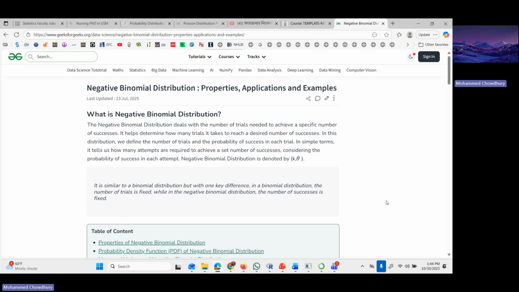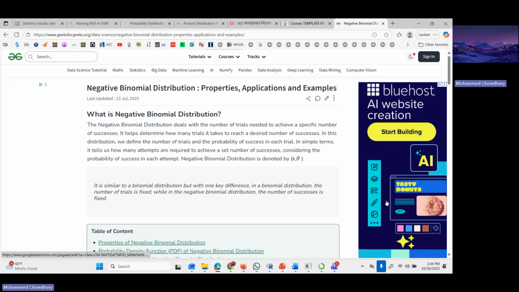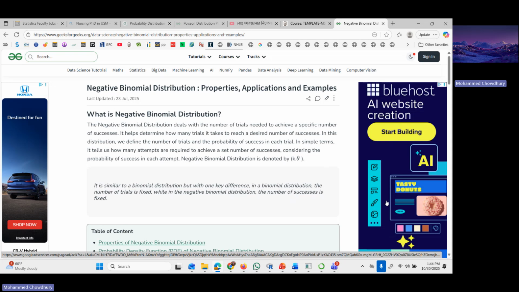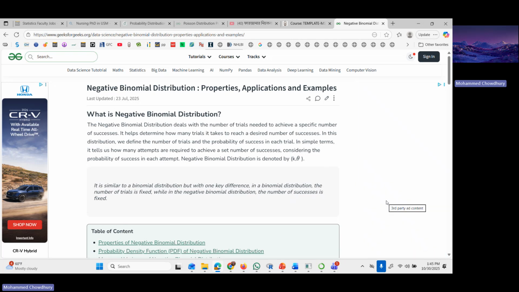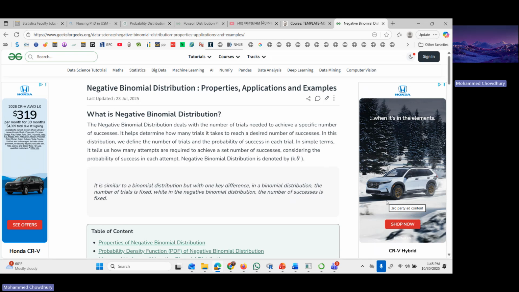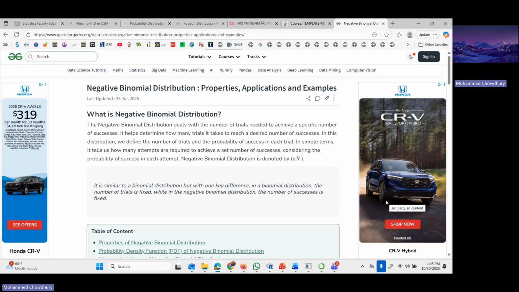So negative binomial distribution will be used when you look for a specific number of successes after a number of failures, not consecutive failures. Suppose you are looking for 4 successes, but the 4 successes come after 24 trials. If 4 successes come after 24 trials, then this could be a negative binomial distribution. You are looking for a specific number of successes.